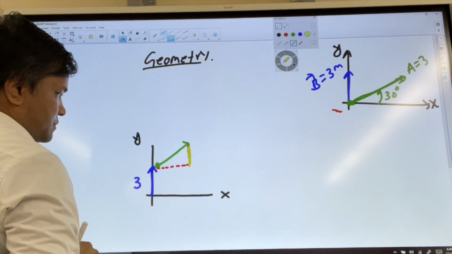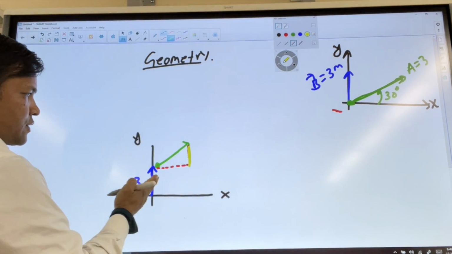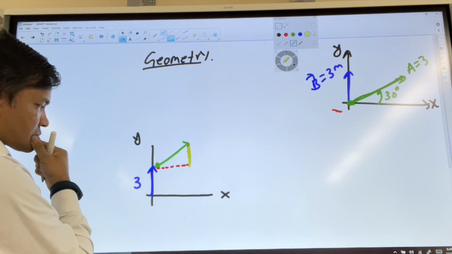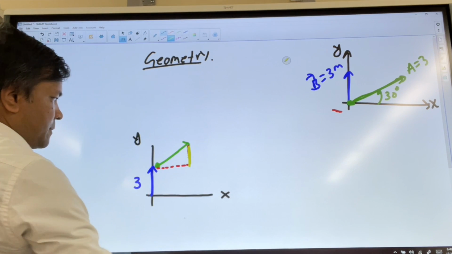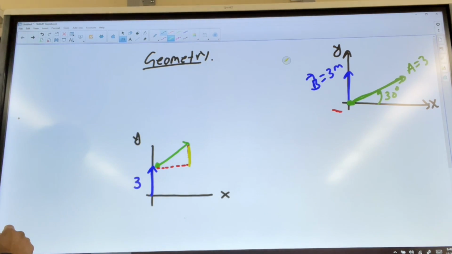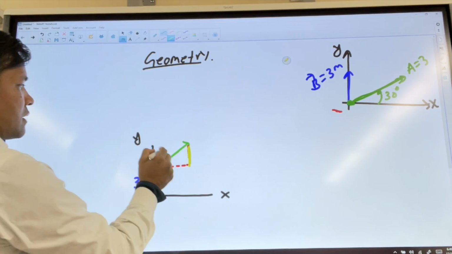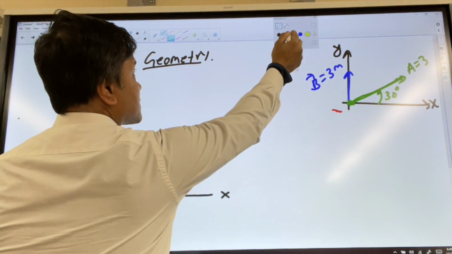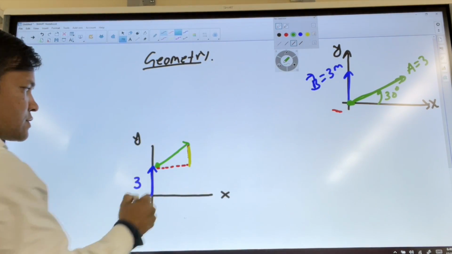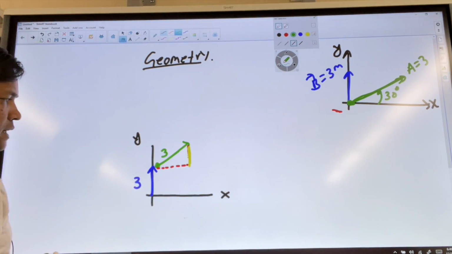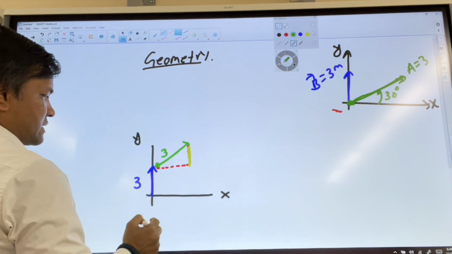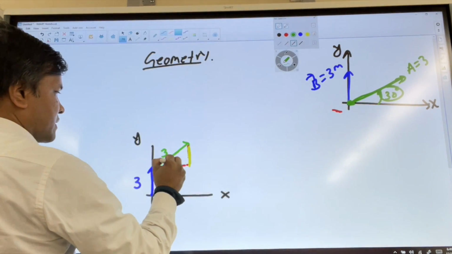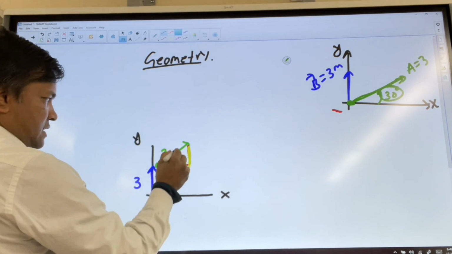All right, so how do I know how much is the x and how much is the y? Well, pretty simple. This is 3, we know that, so let's write 3 over here. So this is 3, and this is 30 degree. Why is that 30 degree? Because this is 30 degree, so this must be 30 degree. If this is 30 degree, then this is 60 degree.